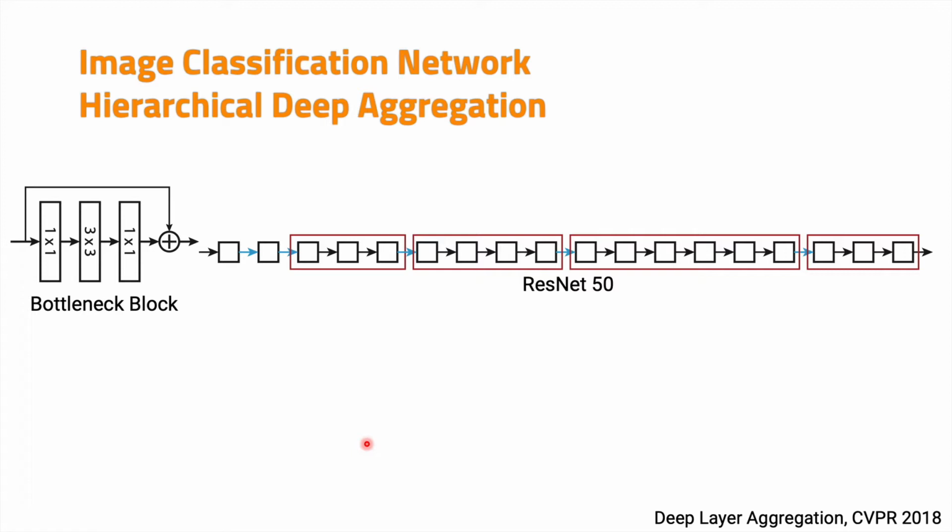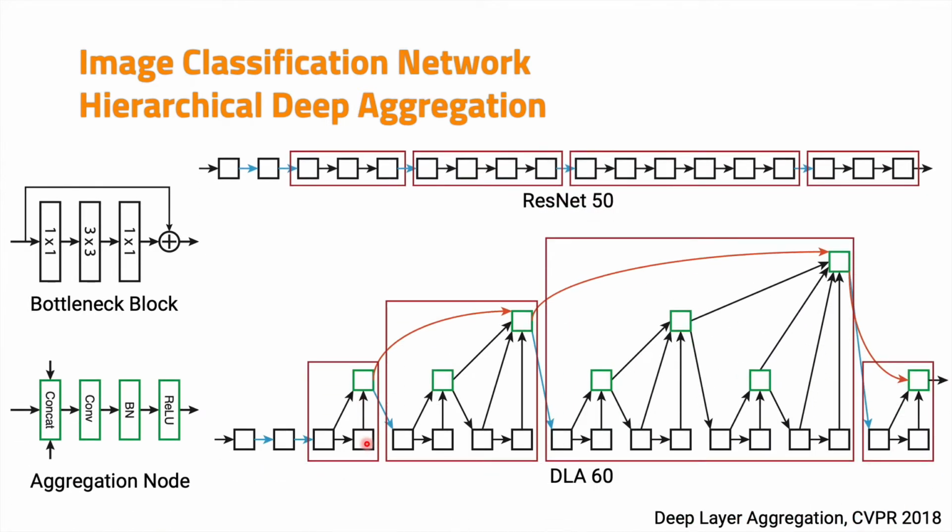We can use this idea to reconnect the convolution blocks, say in the ResNet. As you can see here, we can keep the rough structure within each stage of the network, but within each stage, instead of sequentially connecting the building blocks together, we use our hierarchical aggregation to connect the building blocks.